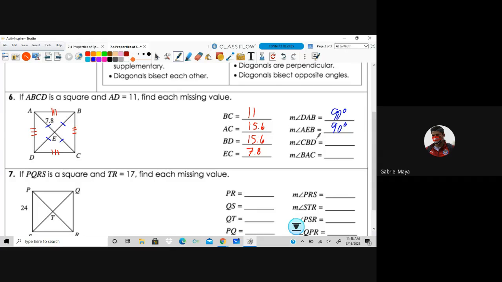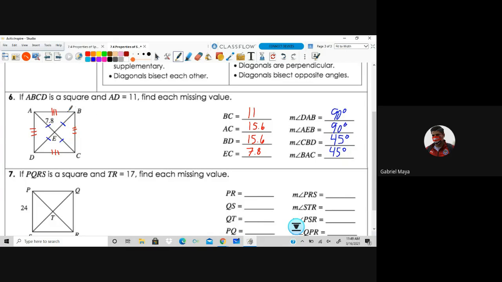Then we've got CBD. That's this one right here. Well, if all of this is 90 and it's being bisected because BD is bisecting that angle, therefore two angles together make 90, therefore they're each 45. BAC, where's BAC? This angle right here. Same thing. If all of this is 90 and it's bisected, the two angles forming it are congruent, therefore 45.